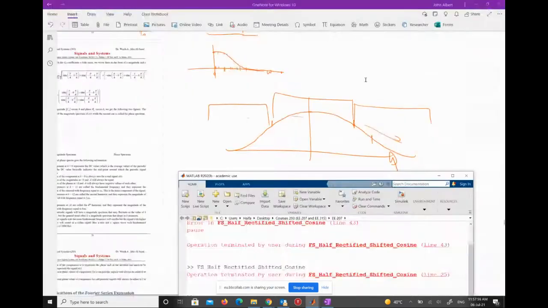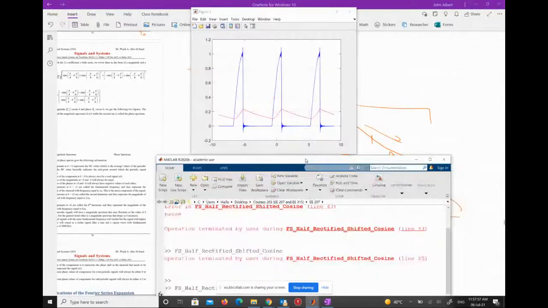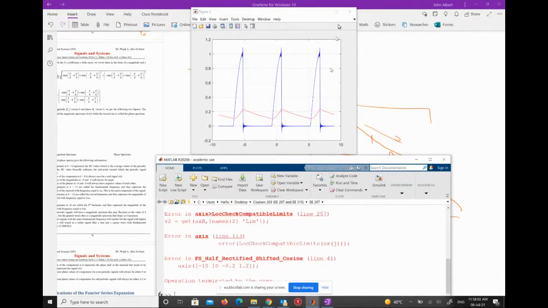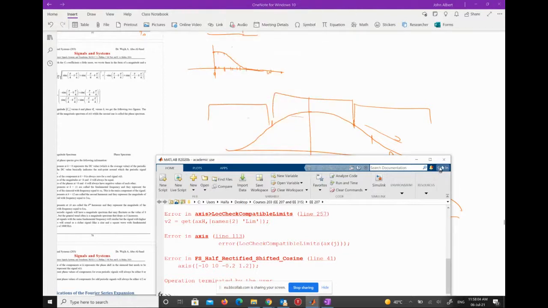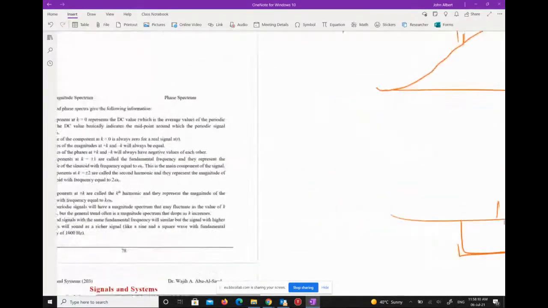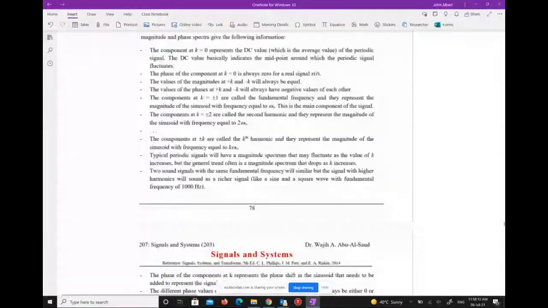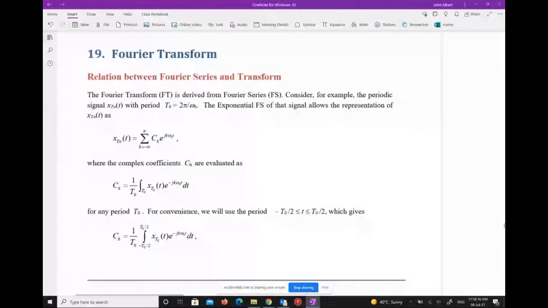Right. So let me close this and let me go now to the next topic. It's still running. So let me close that. Okay. So now let me go to the lecture notes again. And now we'll come to something that you haven't seen before, and it's called the Fourier transform. Fourier transform. Okay?